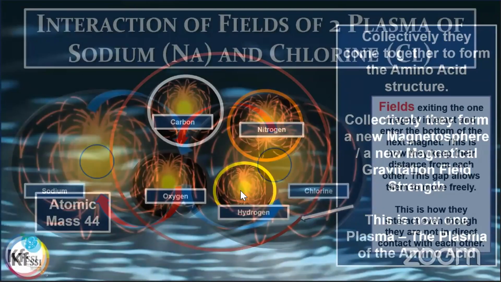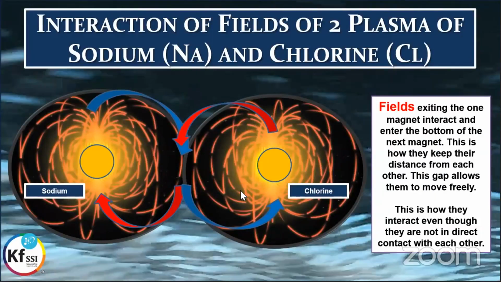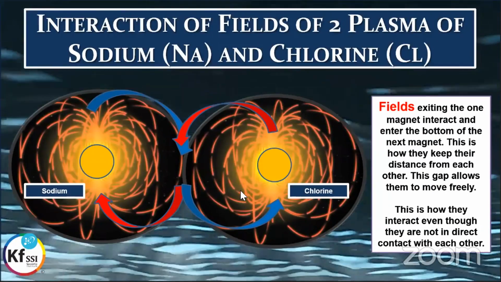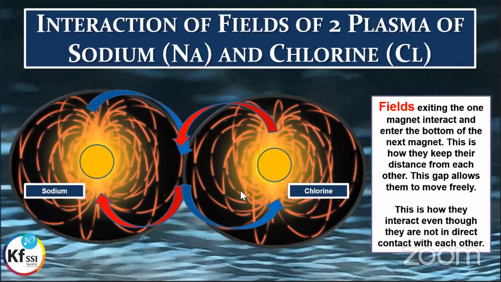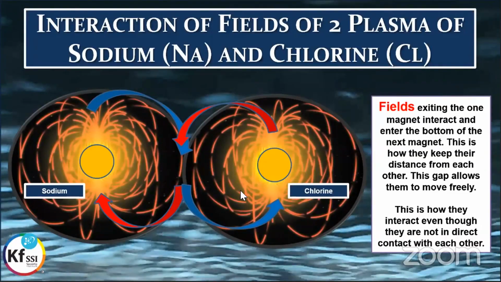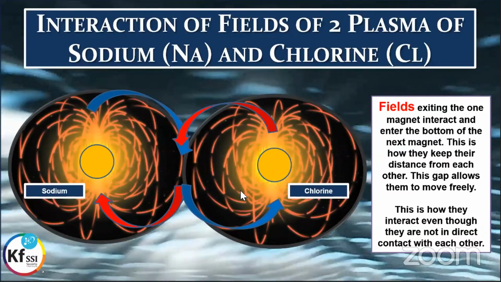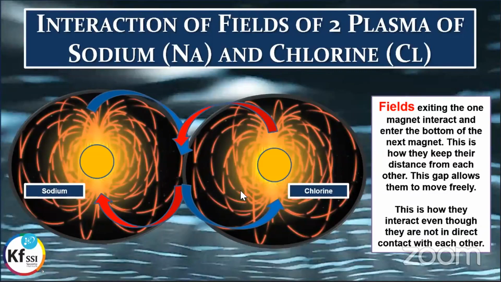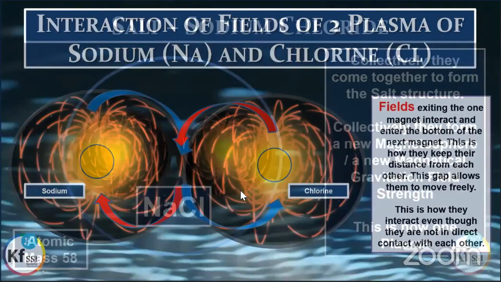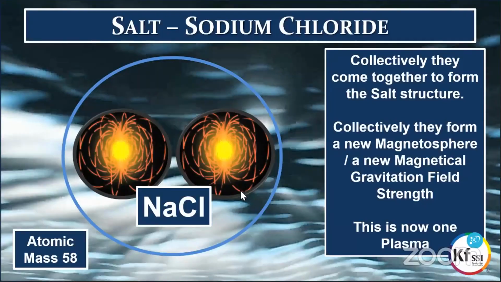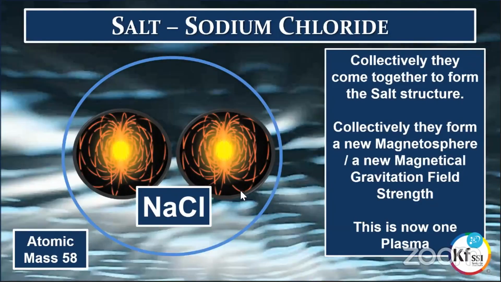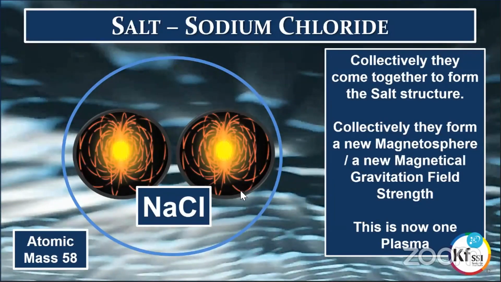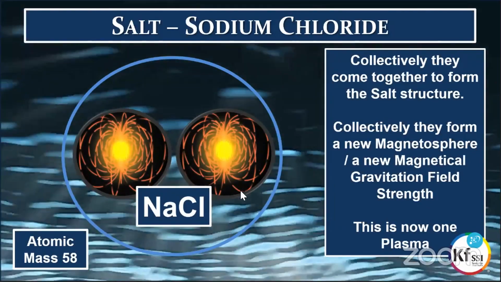When we look at the field interaction of the two plasmas of sodium and chlorine, which is our salt, sodium chloride, it's the same. We have the sodium plasma and the chlorine plasma, and they're interacting just like the two magnets in a Gans state in this plasma condition. Again, together they form what we know as salt, and it creates a new magnetosphere, a new gravitational field strength. So the combination and interaction of the two creates its own new strength, and this is now what we call the one plasma.